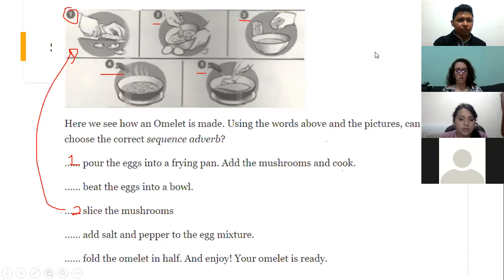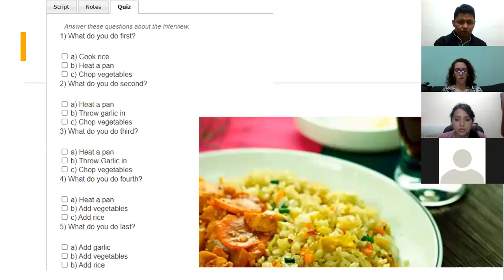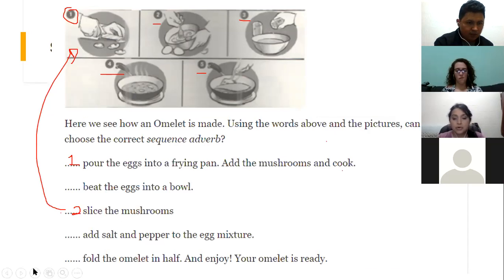Okay, first, slice the mushrooms. Next, we beat the eggs into a bowl. Then, add salt and pepper to the egg mixture, and next, pour the eggs into a frying pan, add the mushroom and cook. And for last, fold the omelette in half and enjoy. Your omelette is ready. All right, thank you for that.